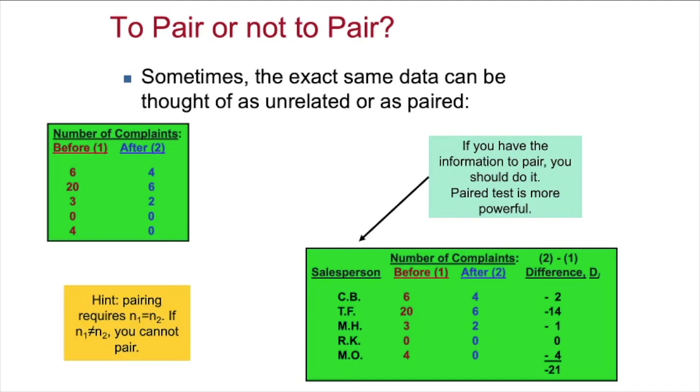A little hint for your homeworks and tests. Pairing requires n1 equal n2. Your before and after samples have to have the same number of observations. So if you see n1 different from n2 in your two samples, you cannot pair. Don't waste your time wondering whether this could be a paired test.